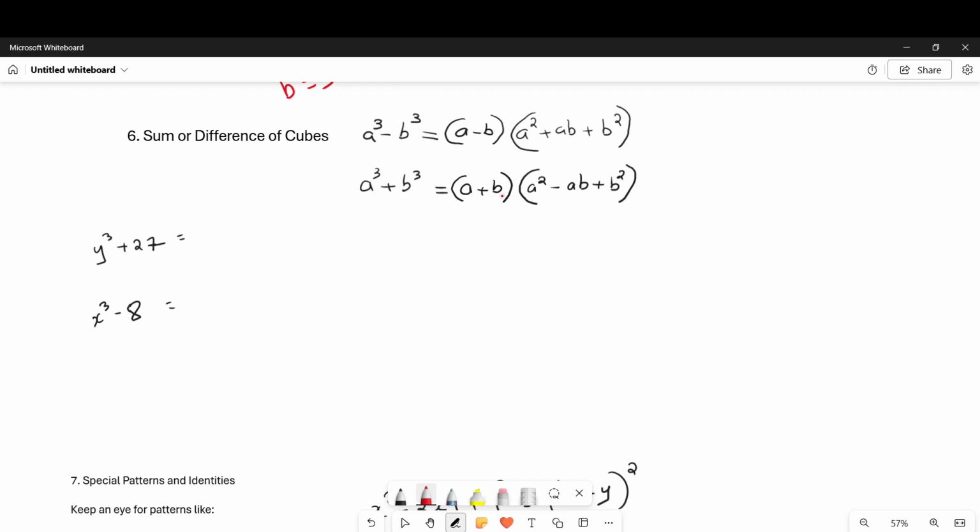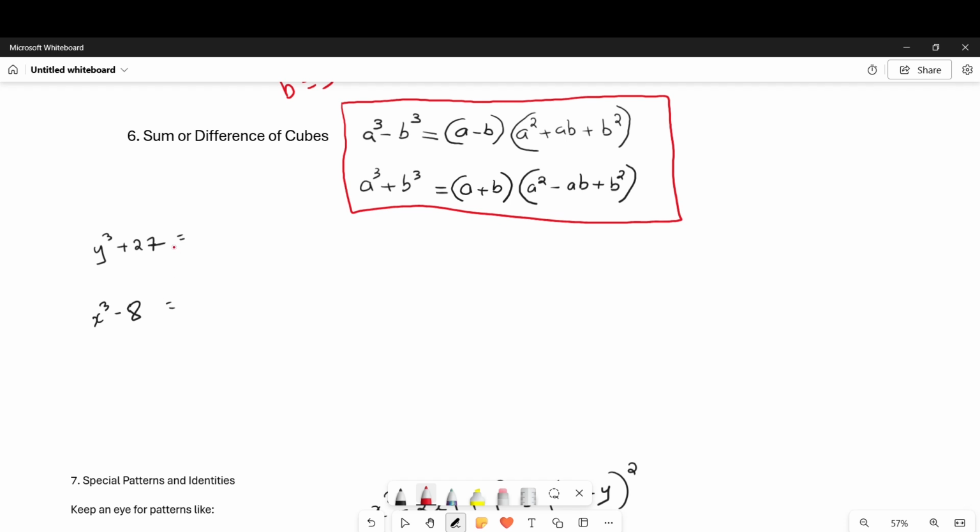We can say a plus b, a square minus ab plus b square. So this equation, always keep in your mind to memorize. Try to memorize this one, so it will be very easy for you to solve the equation. See, if we find y cube plus 27, an expression like this, how will we factorize this?